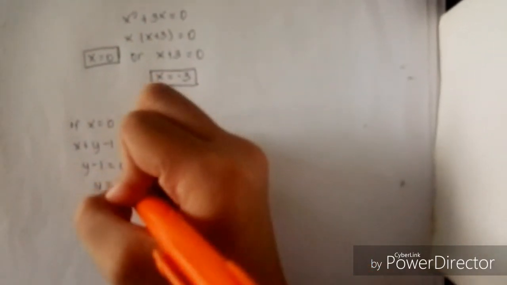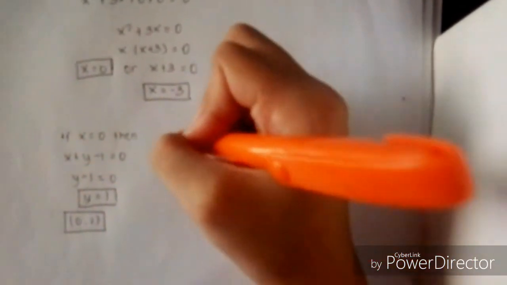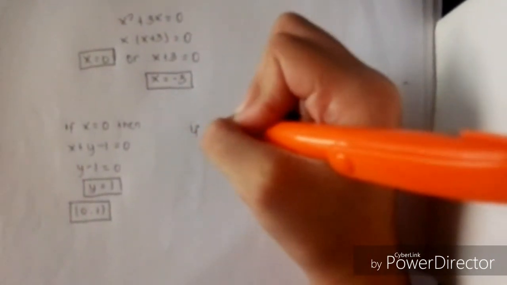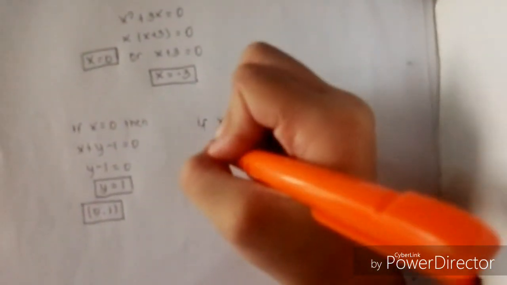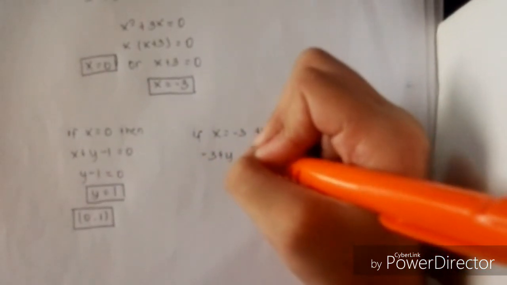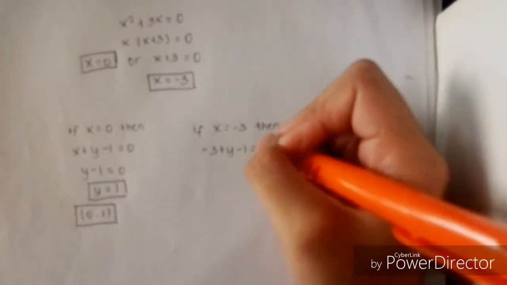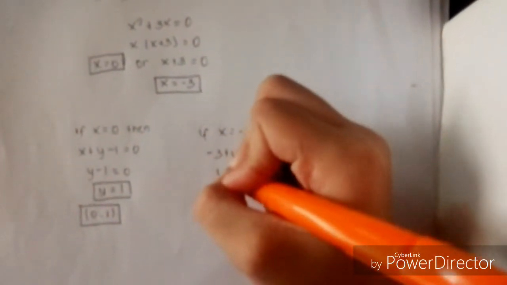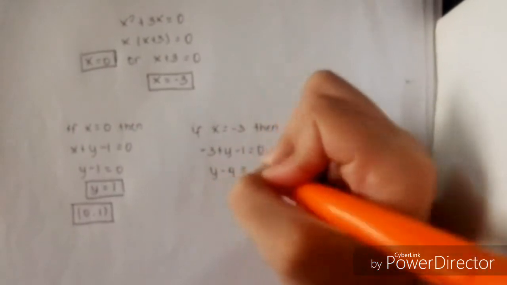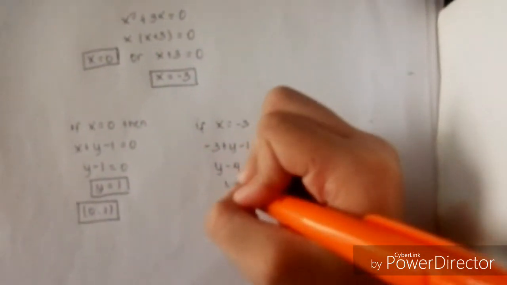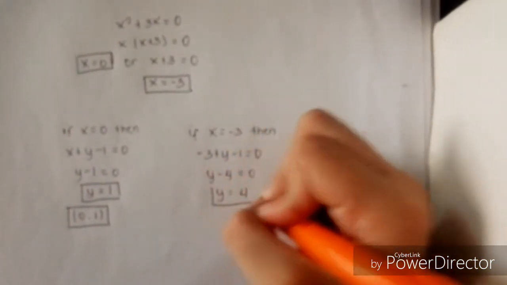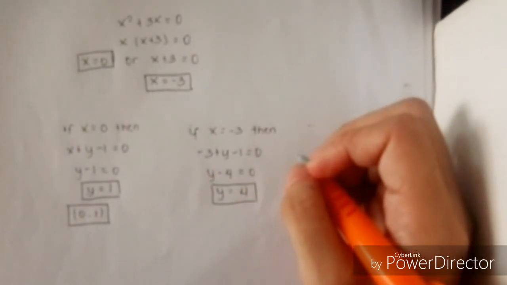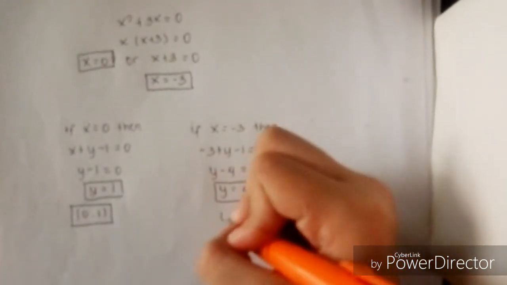Now we move on to substitute the other answer, which is x equals negative 3. If x equals negative 3, then negative 3 plus y minus 1 is equal to 0, and y minus 4 equals 0. The answer will be y is equal to 4 after transferring the negative 4 to the right. Then we assume that the coordinates in the Cartesian plane will be negative 3 and 4.